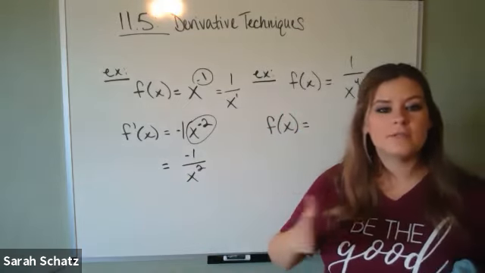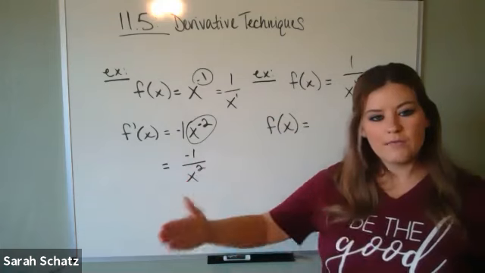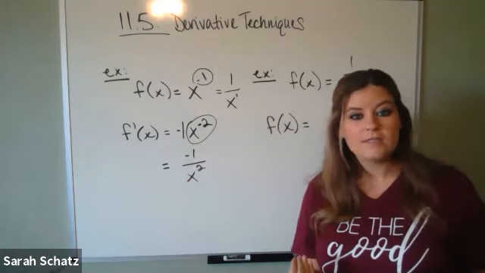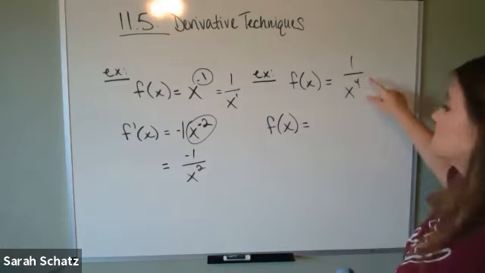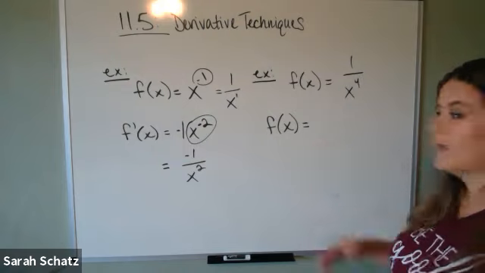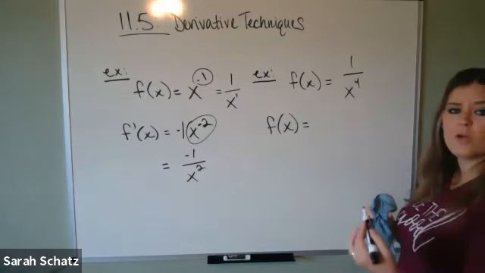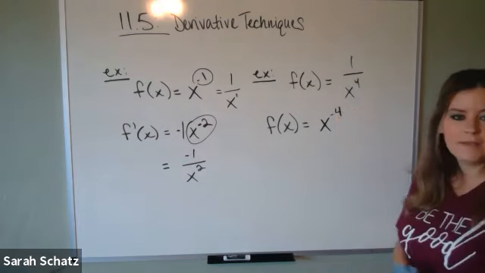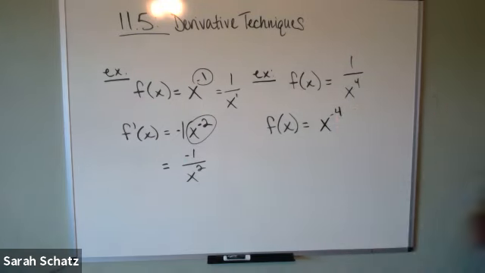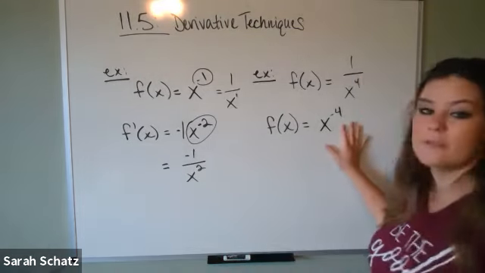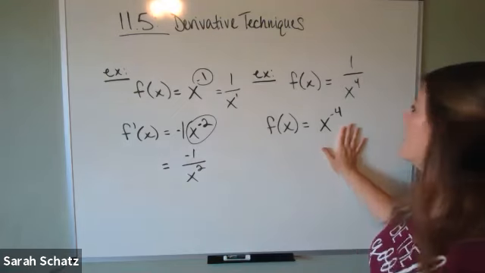You have to be able to seamlessly move back and forth between negative exponents and fractions, because a lot of times you're going to be given this. You have to be able to know what to rewrite it as. So instead of 1 over x to the 4th, I'm just going to rewrite it as x to the -4th. The reason I'm rewriting it is so I can use the power rule.